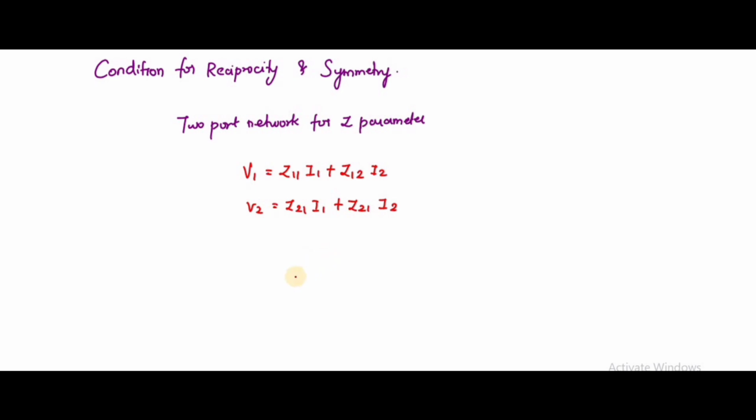Before this, I'm going to write the two-port network equations for Z parameters: V1 is equal to Z11 I1 plus Z12 I2, and V2 is equal to Z21 I1 plus Z22 I2. This is how you have to draw the two-port network diagram. You can see I1 and I2 through the arrow marks.